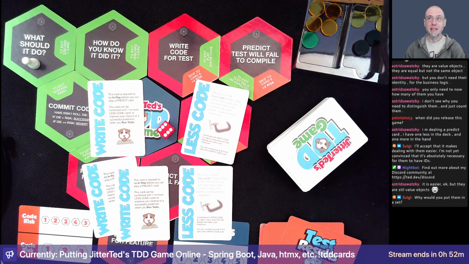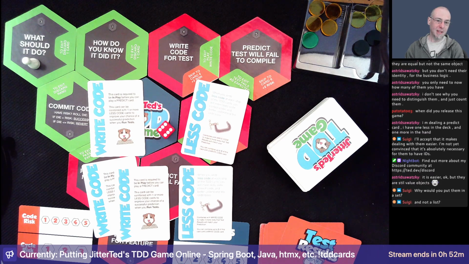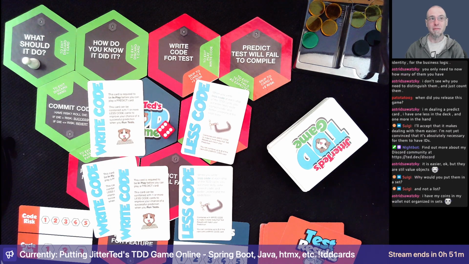Why would I put them in a set? I don't have to put them in a set. I could put them in a list. I still think the same thing applies. I'm still differentiating them, well, now I'm differentiating by where they are on the list.